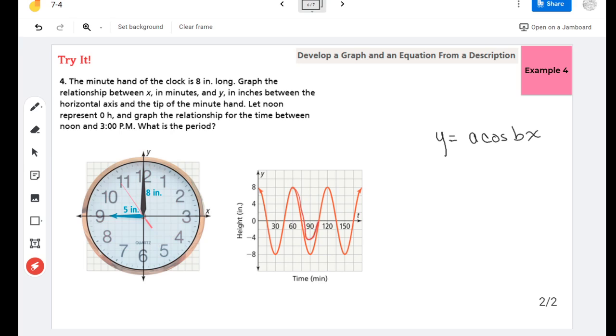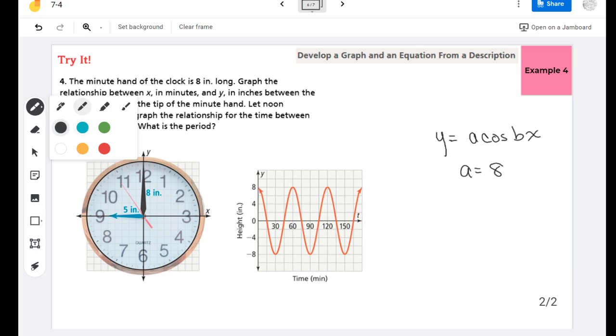Now, they do that iteration 3 times because they're saying from noon to 3 p.m. on their problem. Alrighty, I'm hoping that kind of makes sense. So my a in this case is kind of obvious, right? There's no shift in the graph. It goes from -8 to 8. So my midline is 0. So my little a is just an 8.